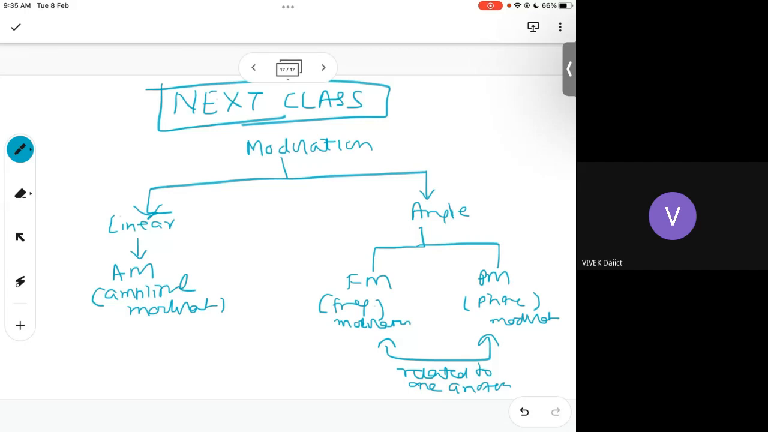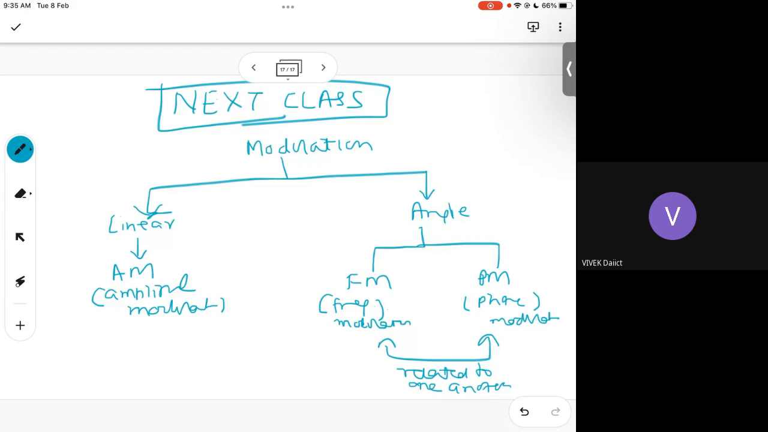But in the angle modulation, my frequency of the carrier signal is varied in accordance with the amplitude only, not frequency. Message signal, we always see the amplitude. But what is the parameter that is varied? That is varied of a carrier parameter. So in this case, my carrier frequency is varied. In the next case, my carrier phase is varied.